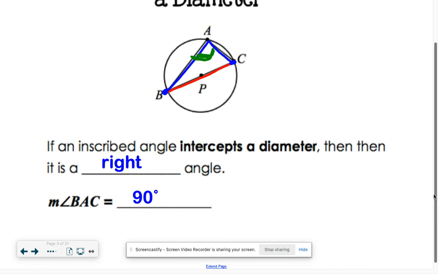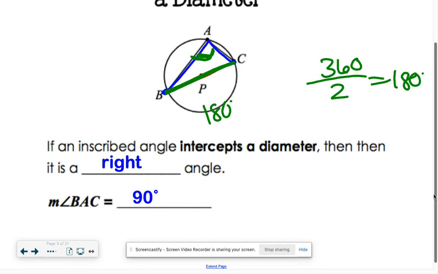Why does that make sense? Well, think about it. A diameter cuts your circle in half, right? So if there's 360 degrees and I'm cutting it in half, I get 180. So this arc here is 180 degrees, and we just learned that your inscribed angle is half its intercepted arc, so half of 180 is 90. So that's why that is true. Measure angle BAC is 90 degrees.